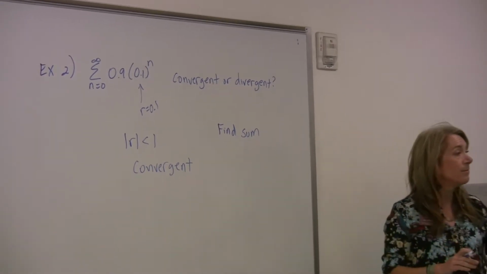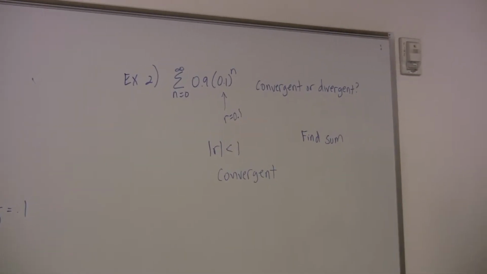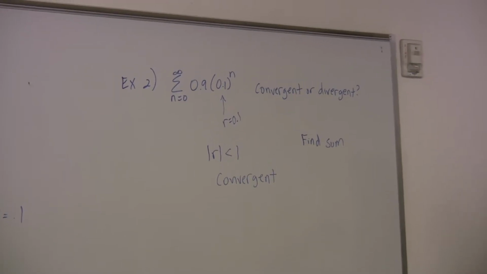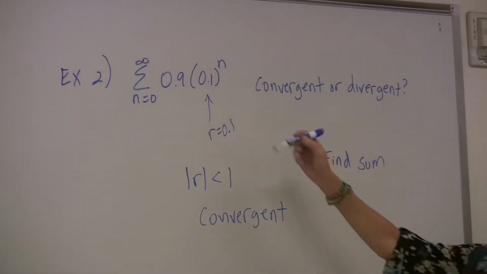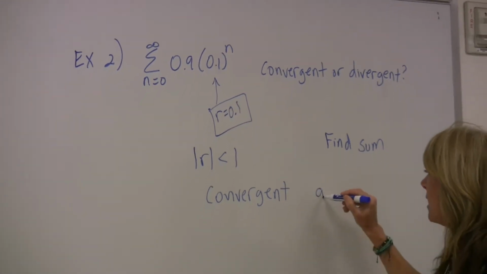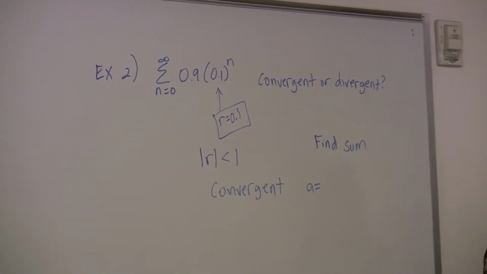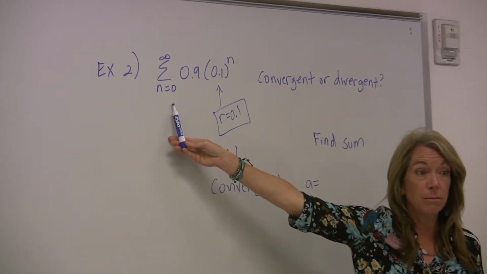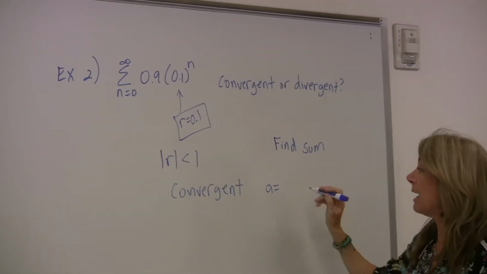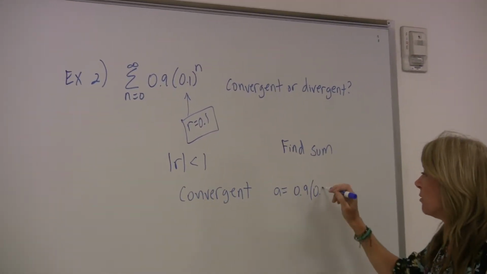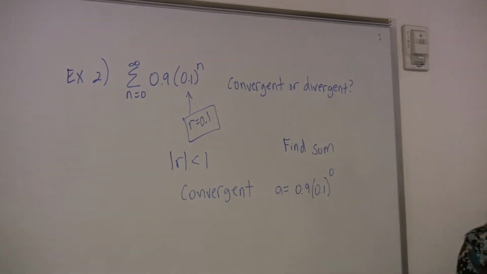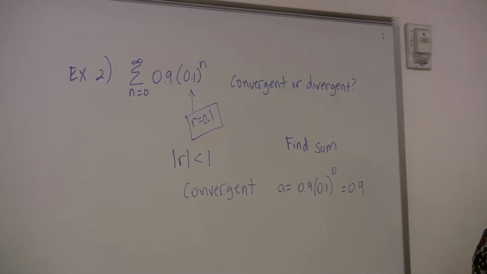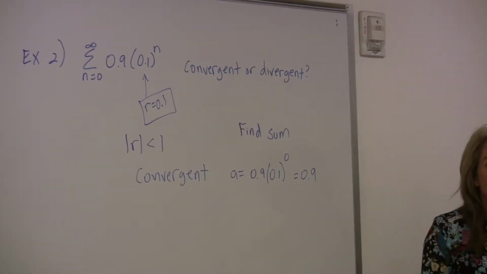What do I need? Your A and your R. I got my R, very good there. I need my A, which is my first term. Now be careful, it's the first term, but where does this series start? At 0. So I have to plug 0 in to get the first term. This tells me to start at 0. So my A is 0.9 times 0.1 to the 0, which is just 0.9. It's not always just that number in front, it really depends on where your index starts.